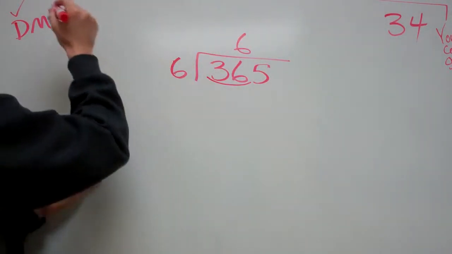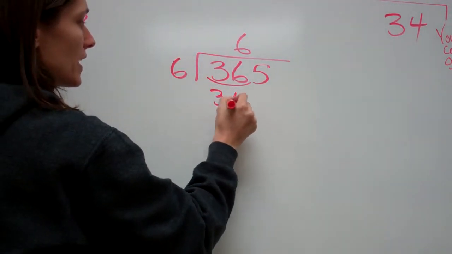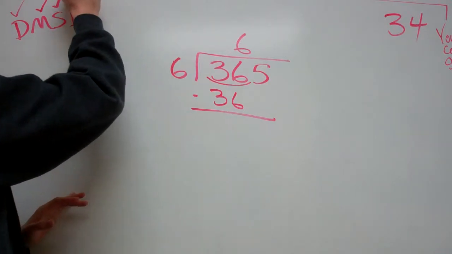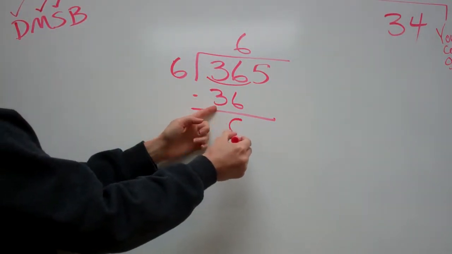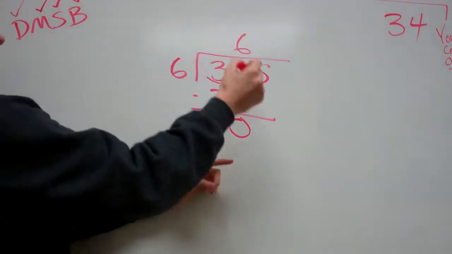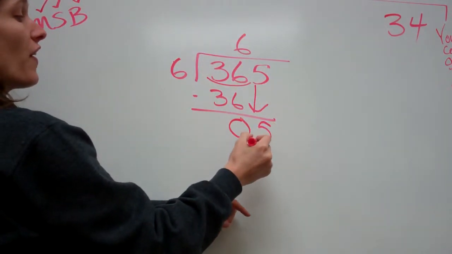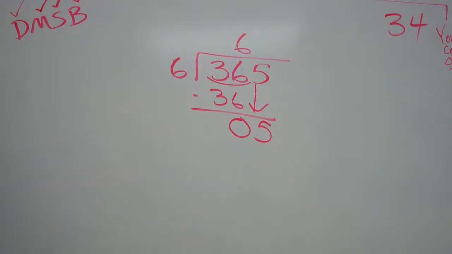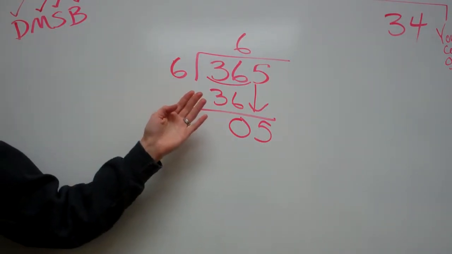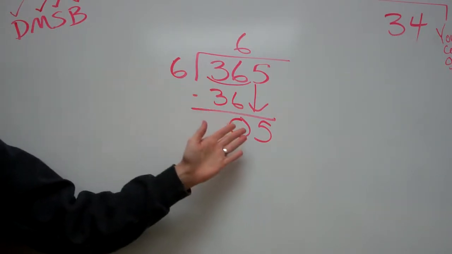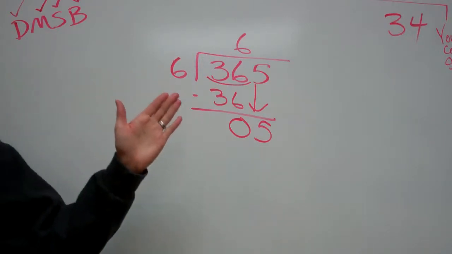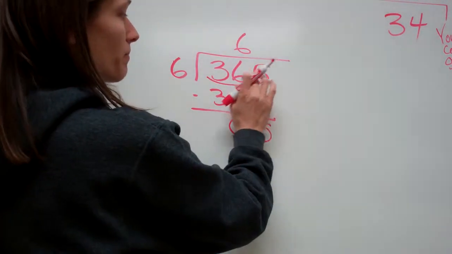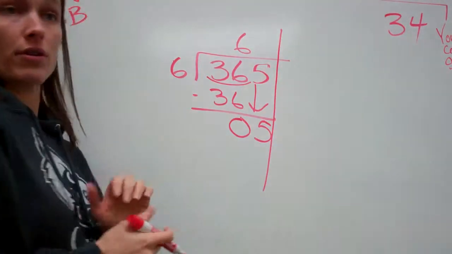6 times 6, multiplying, is 36. Then I'm going to subtract. 36 take away 36, I will get 0. Bring down the 5. And this is the part that people find hard. 6 times what, or divides into 5 how many times? 0. Do you see how this number right here ends right here?